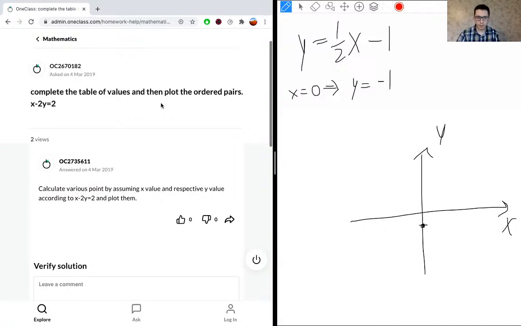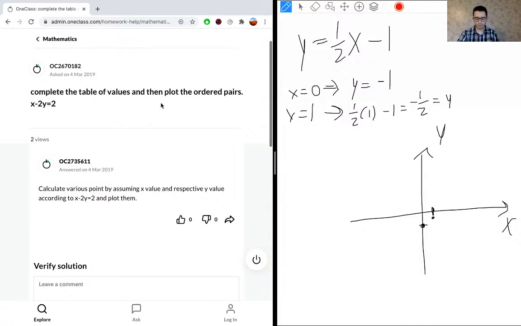We can also go on and just substitute values of 1, 2, 3, 4, and that will give us more detail. So at x equals 1, we'll get a half times 1 minus 1, so we'll have a half minus 1, which will just be negative a half, and that will equal y. So at x equals 1, we get negative a half. So negative a half should be right there.